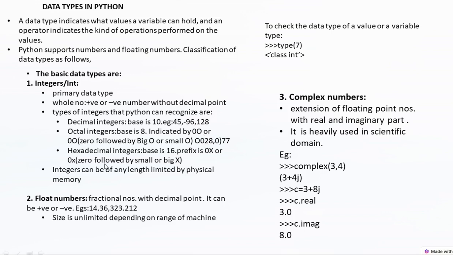So how do you represent octal integers? Prefix it with a 0, and then after that you write a big O or a small o, like this: 0 followed by a big O or a small o.